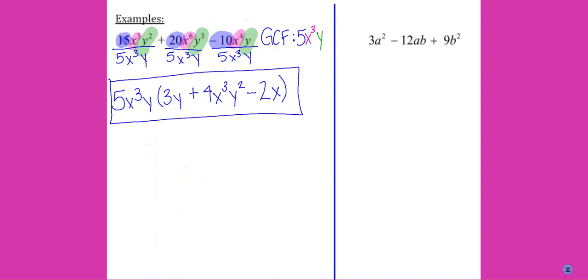If you ever wanted to double check your answers, you could take your GCF that you factored out, distribute it back into all the terms, and you should get back to the original problem.